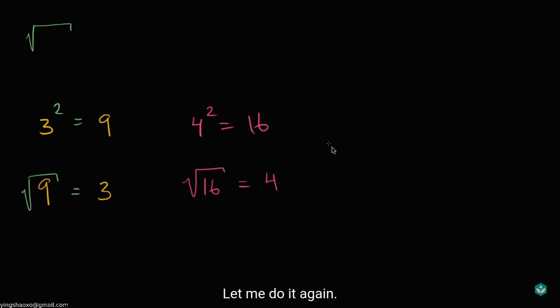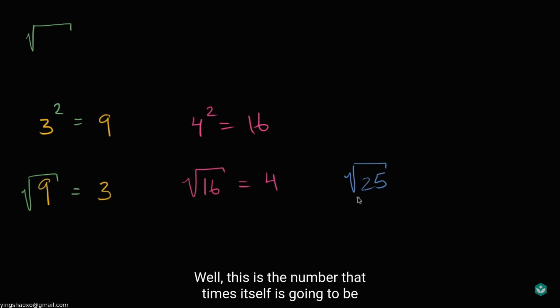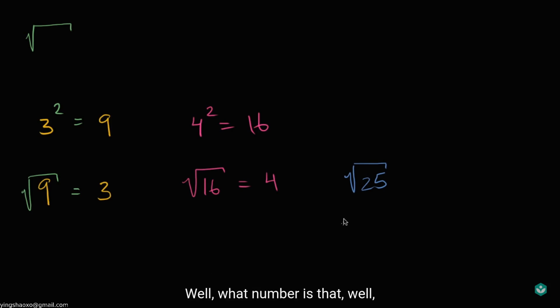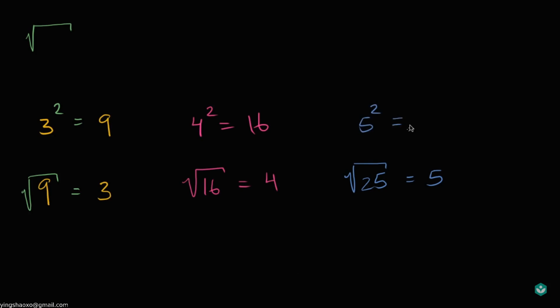Let me do it again. And actually, let me start with the square root. What is the square root of 25 going to be? Well, this is the number that times itself is going to be equal to 25, or the number where if I were to square it, I get to 25. Well, what number is that? Well, that's going to be equal to 5. Why? Because we know that 5 squared is equal to 25.